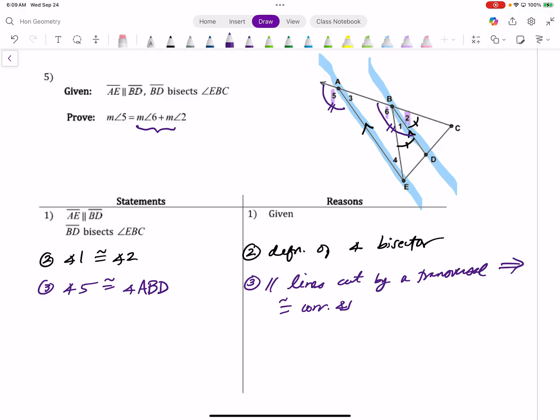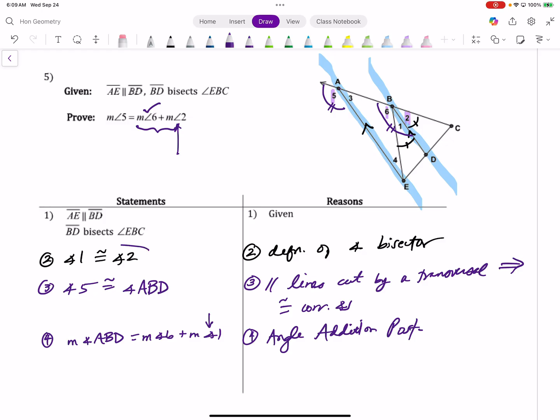and that the measure of angle ABD is equal to the measure of angle 6 plus the measure of angle 1, because that's the angle addition postulate. Just pretend like that looks like normal letters. Okay, so then I've got the angle 6 part. All right, I want to have angle 1 replace angle 2.